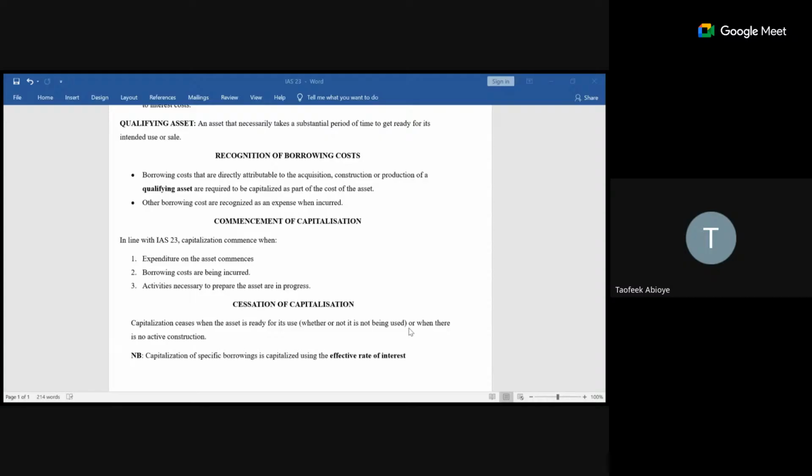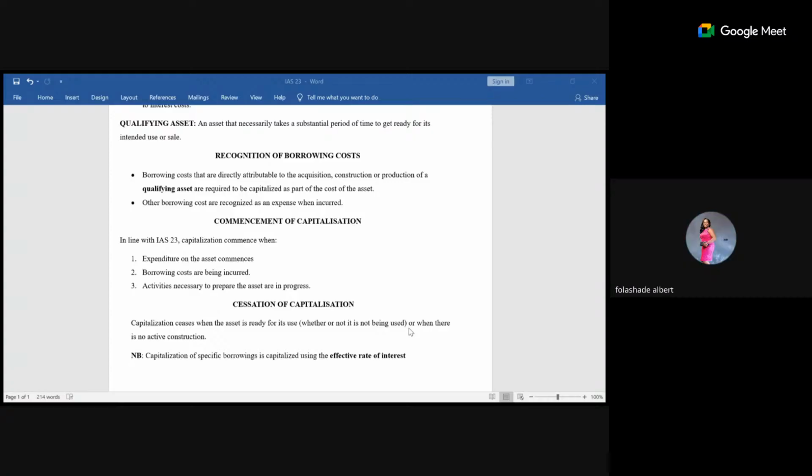But IAS 23 is now telling you, during this period, because you incur these costs on this machine, please capitalize it. So you take it to your assets, to your balance sheet, so it will not touch your profit. Because when you expense an item, it will be reducing your profit. So IAS 23 is like a relief standard. It is giving the company relief. Hope you guys are still getting what I'm saying.